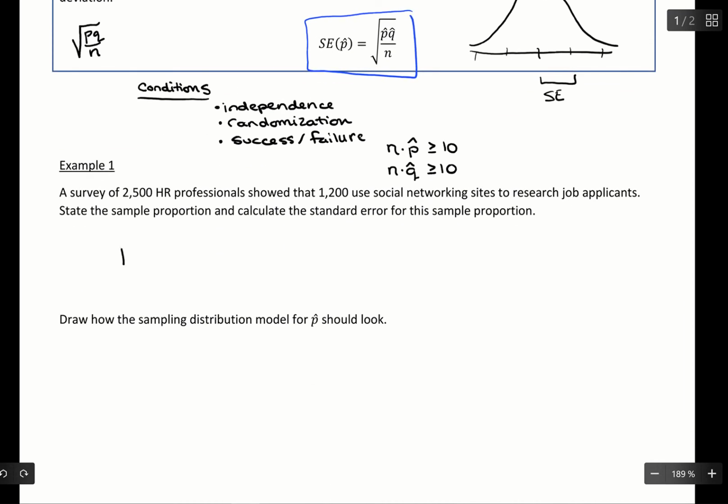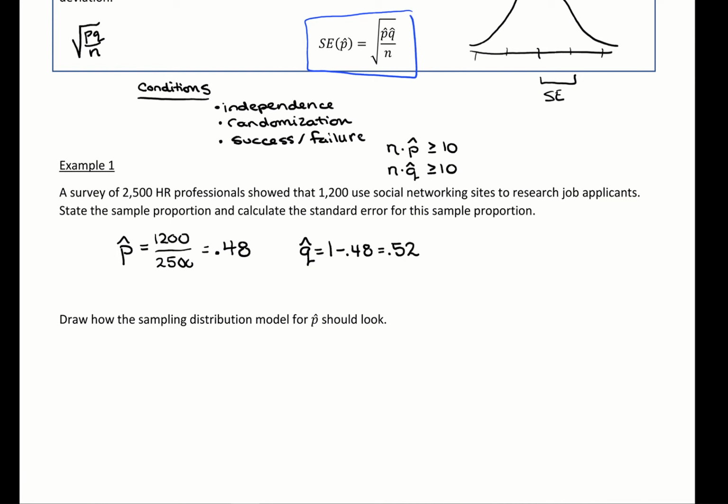So our sample proportion is the proportion of HR professionals that use social networking sites to research job applicants, which is 1,200 out of the 2,500, which will be 0.48. And in this, we'll usually need Q hat as well, which is just the opposite of P hat. So we take 1 minus 0.48, which is 0.52. So here's our sample information, and then our standard error.